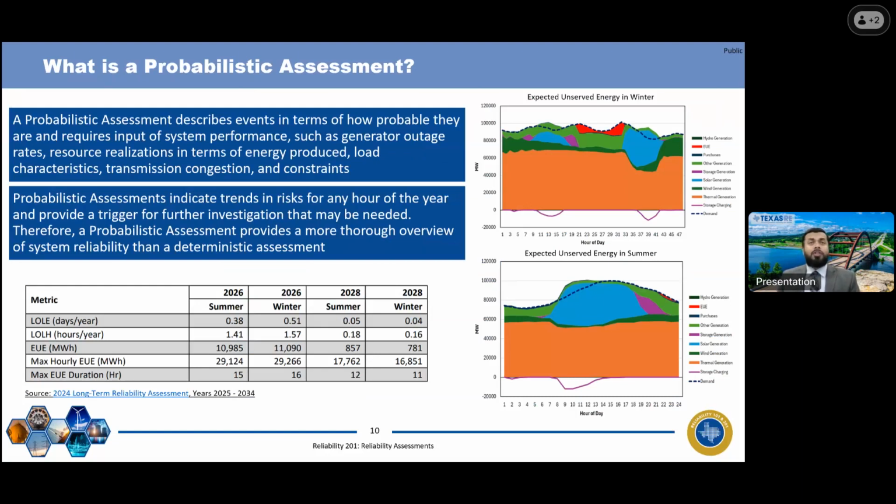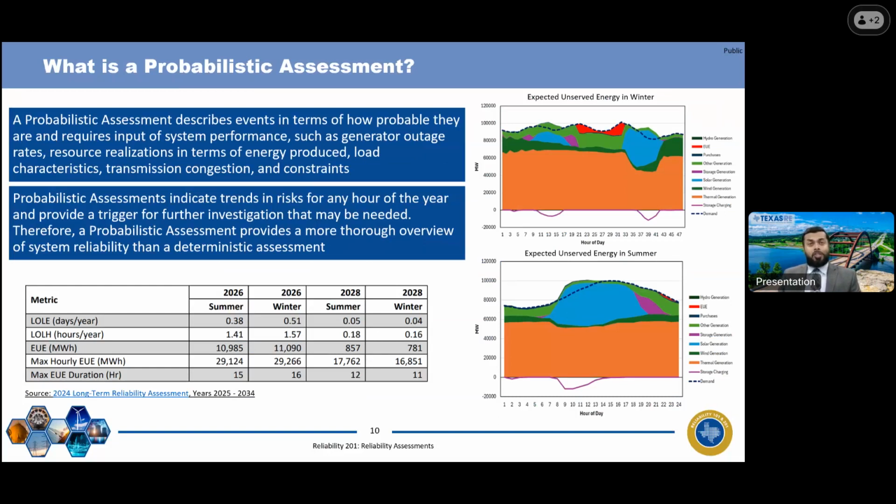This means that we want to focus more heavily on specific times when the system might be stressed in terms of generation and transmission adequacy. The assessment requires input of system performance, such as generator outage rates, resource realizations in terms of energy produced, load characteristics, transmission congestion, and constraints.